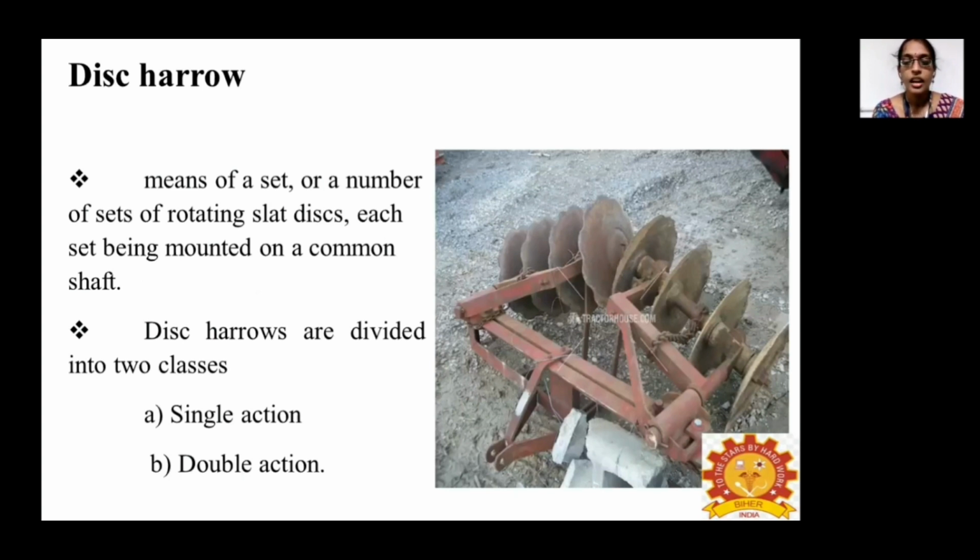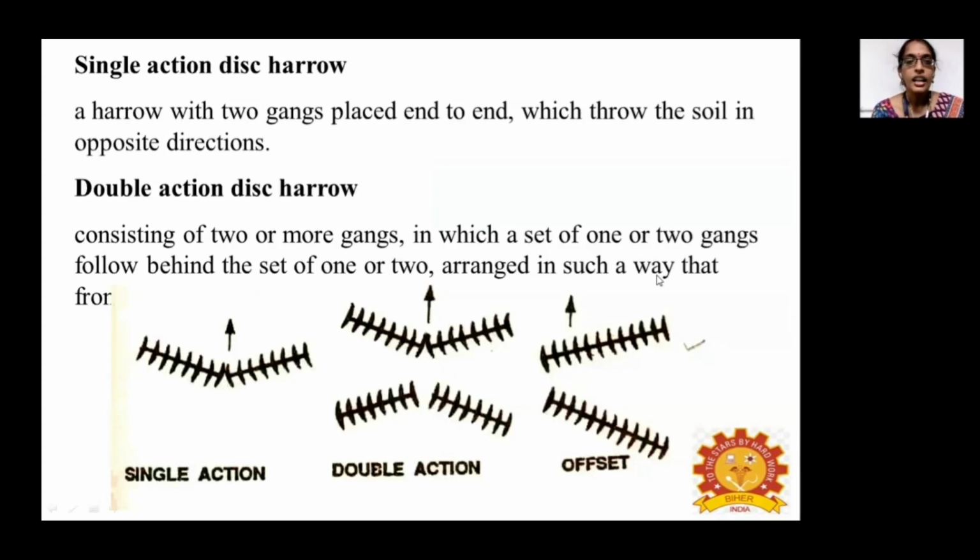So this is the pictorial representation of the disc harrows. It consists of a number of discs attached to a shaft, which is known as the gang. Disc harrows are of two types: single action type and double action type. The single action type consists of two gangs placed end to end, and each will throw the soil in the opposite direction. In the case of double action disc harrows, it consists of one or more gangs in which one gang follows the other.